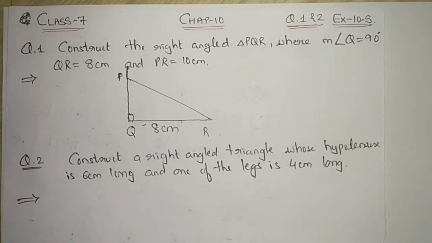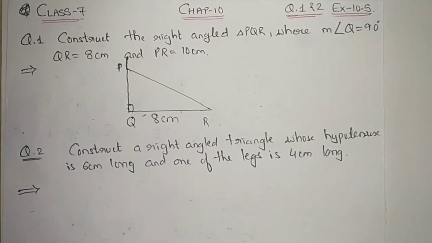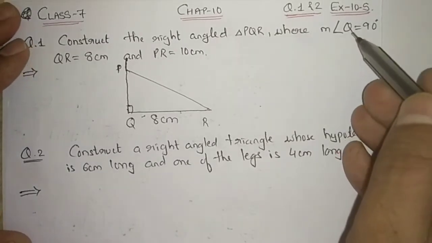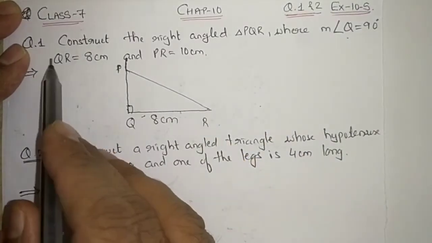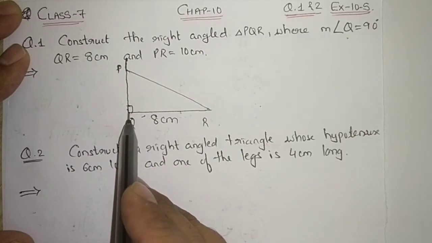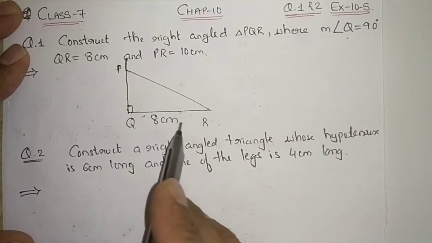In question number 1, it says construct the right angled triangle PQR where measure of angle Q is equal to 90 degree, QR is equal to 8 centimeter and PR is equal to 10 centimeter. For constructing this type of triangle, we will see where we are supposed to take our 90 degree, and for that purpose we will see the angle which they have given, 90 degree, that is Q. So definitely we will not take PR as the base because we need Q, and over there we can draw our 90 degree. So we will start with drawing one line, that is 8 centimeter.